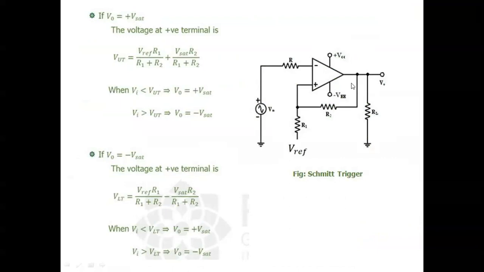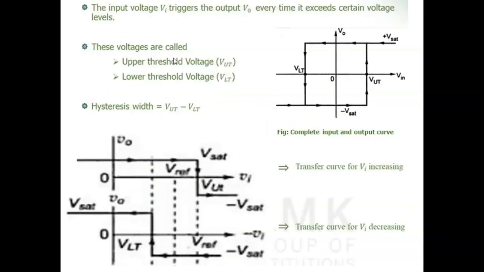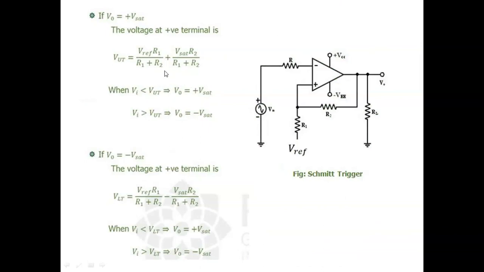If we want to derive the equation for the output voltage in a Schmitt trigger, the first case we are going to see is Vo equal to plus V saturation. In the first case, for the upper triggering point, it is in the positive V saturation, so the voltage at the positive terminal is VUT. That is given by V reference into R1 by R1 plus R2, plus V saturation at the output side into R2 by R1 plus R2. Together we define this as the upper triggering point.